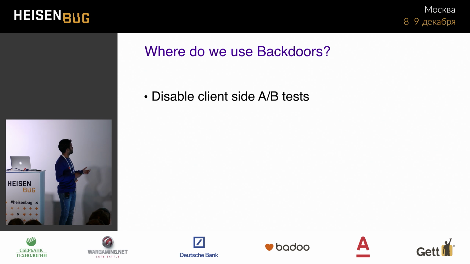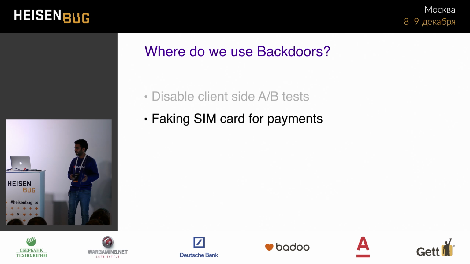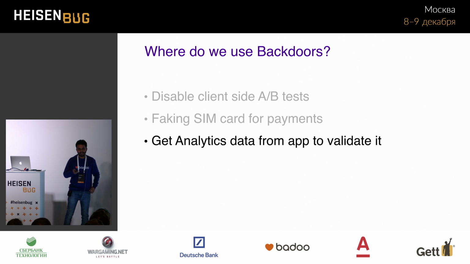There are more things which we do, like disabling some A/B tests or setting some A/B test variant to make our tests more predictable. Faking some payments related parameters. We have a Vodafone SIM in Germany, and now we make a payment, and we see these are the payment options on the UI. So it makes life very easy. And getting analytics data from the app, which helps us validate our analytics data. That's what I mentioned about analytics testing.